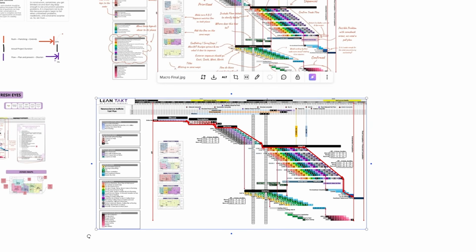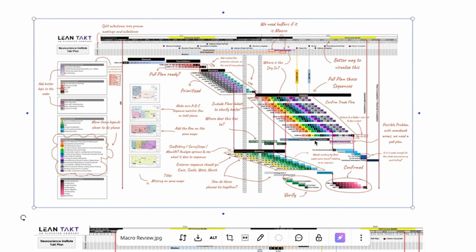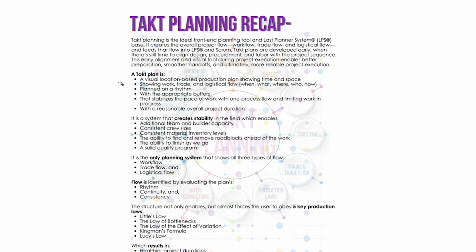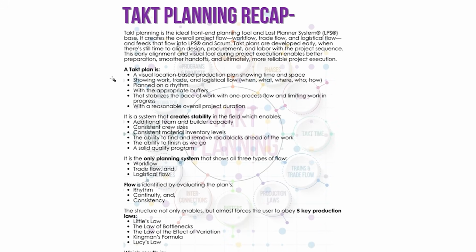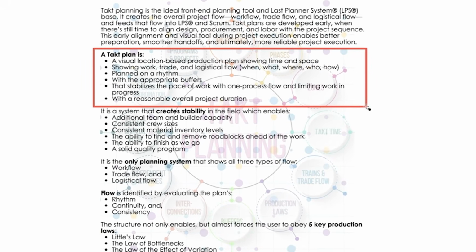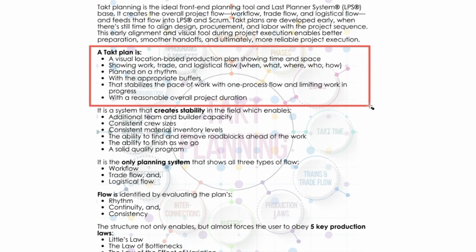Here, let me make this point. You'll never get to this if you don't first do this. That's super important for us to understand. And let me go ahead and finish up by saying that a takt plan, oh my gosh, this is so good. I've had so much fun with you here. A takt plan is a visual location-based production plan showing work, trade, and logistical flow planned on a rhythm with the appropriate buffers, and it stabilizes the pace of work with a reasonable overall project duration.